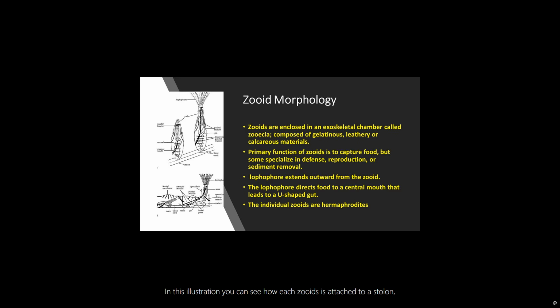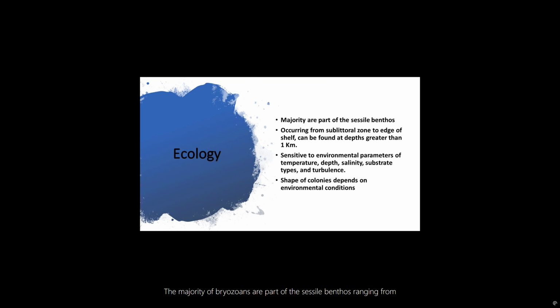In this illustration, you can see how each zooid is attached to a stolon and how the lophophore is very different from the brachiopod lophophore. The majority of bryozoans are part of the sessile benthos, ranging from the sublittoral zone to the edge of the shelf. Some can even be found at depths greater than 1 kilometer. They are sensitive to environmental parameters of temperature, depth, salinity, substrate types, and turbulence. The shape of the colonies depends on environmental conditions. As such, they are good indicators of paleoenvironments.